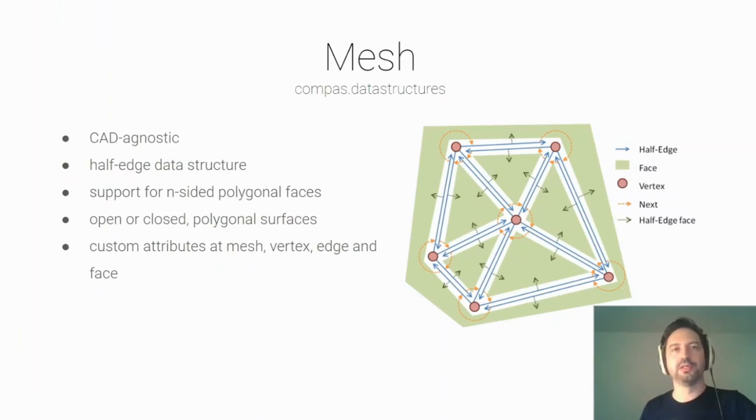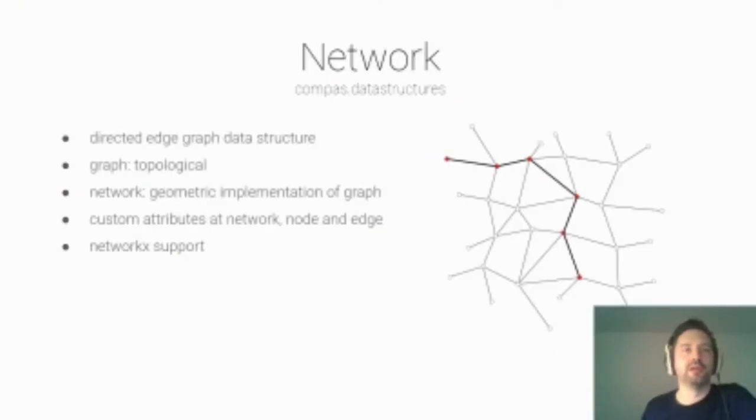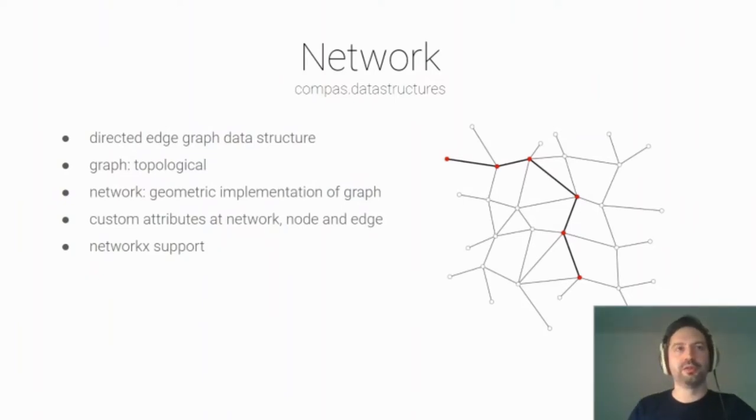And so the mesh is one, the network is the other one that also supports custom annotations everywhere. The network is basically a graph. It's a directed edge graph. There are two different implementations, and one inherits from the other. There is a graph that is purely topological, and there's a network that is a geometric implementation of our graph. It also has NetworkX support. If you want to go back and forth, this should be lossless. NetworkX has more algorithms included than what COMPAS has, for instance. So you can do things in COMPAS, go to NetworkX, do some calculations, go back to COMPAS.